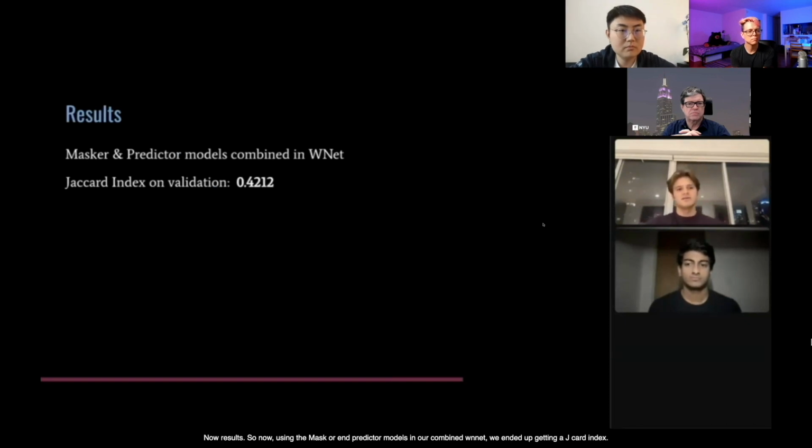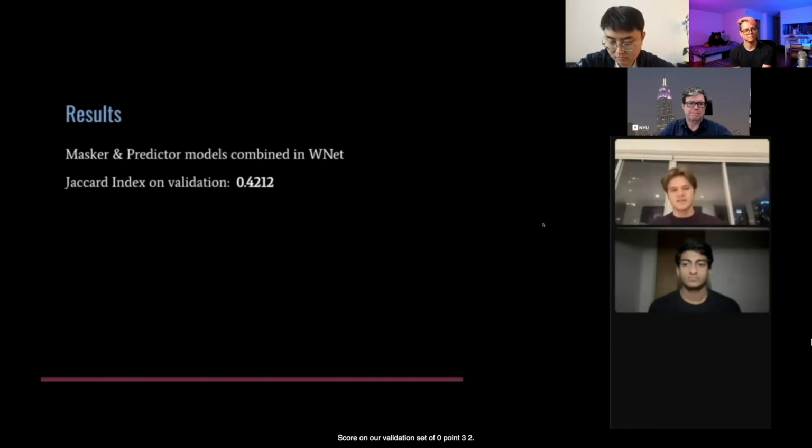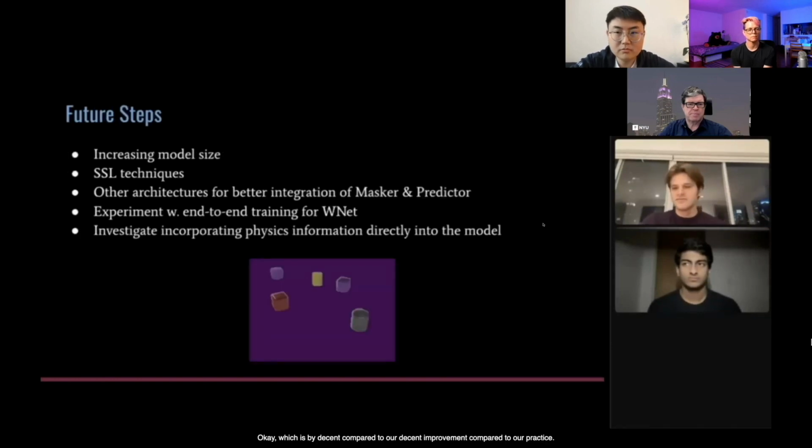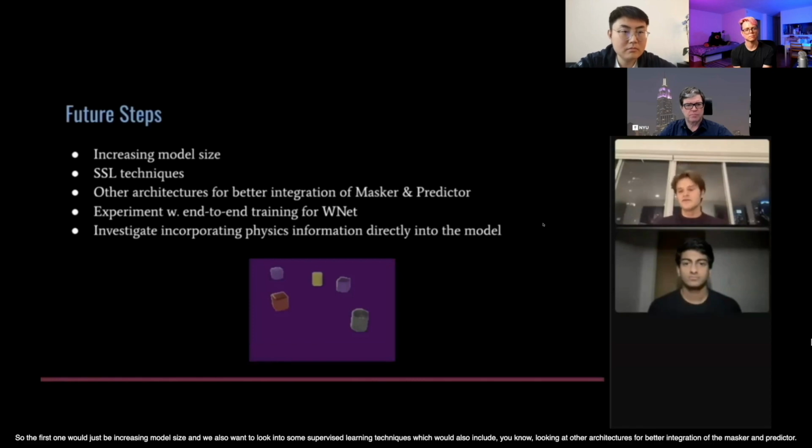Now our results. Using the masker and the predictor models in our combined WNet, we ended up getting a Jaccard index score on our validation set of 0.4212, which was a decent improvement compared to our previous 0.28. And now for future steps, we've got a few ideas on how to improve the model. The first one would just be increasing model size. But we also want to look into some self-supervised learning techniques, which would also include looking at other architectures for better integration of the masker and predictor.